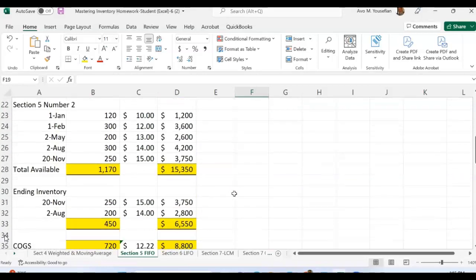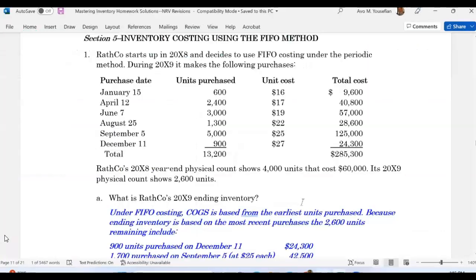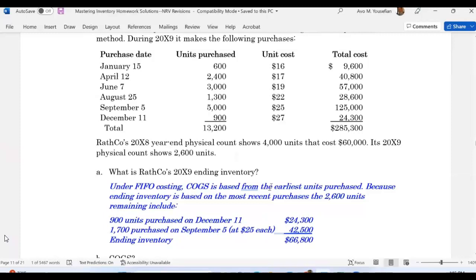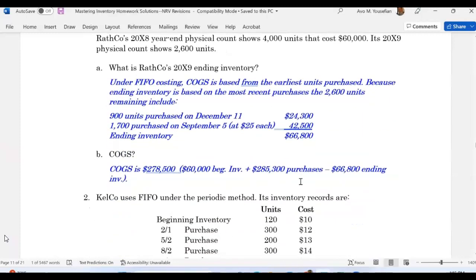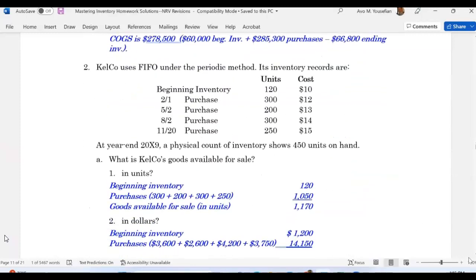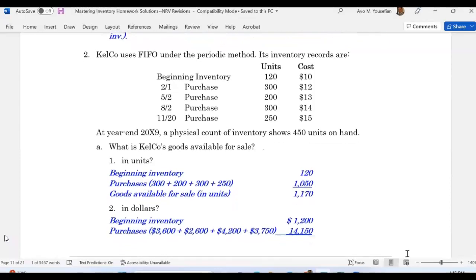Let's do section 5, problem 2. Section 5, problem 2 says, Calco uses FIFO under the periodic method. And the inventory records are the following.